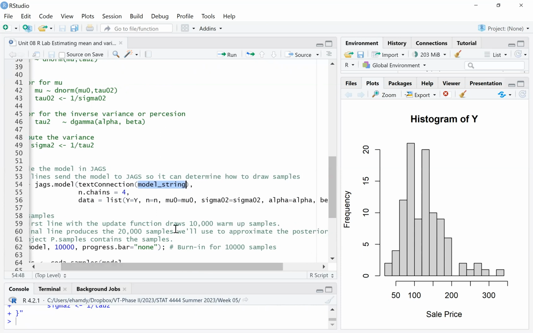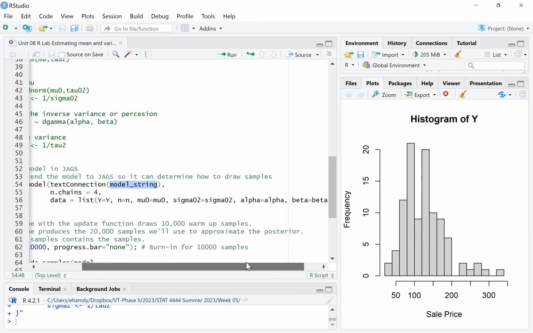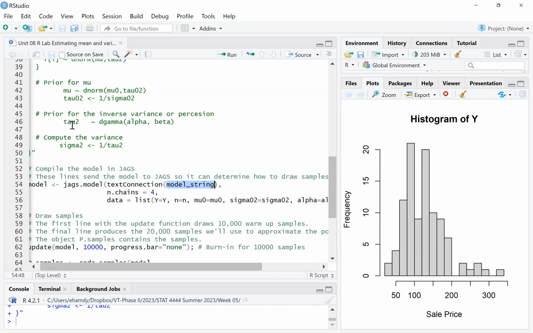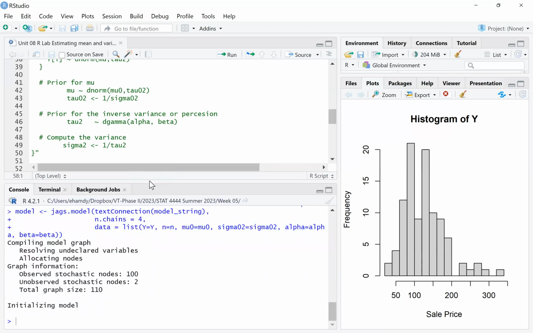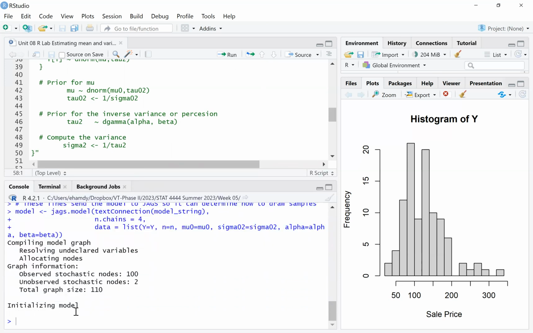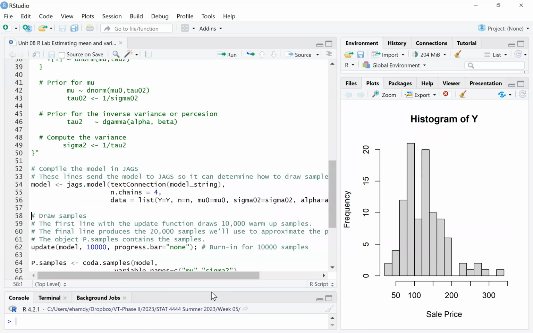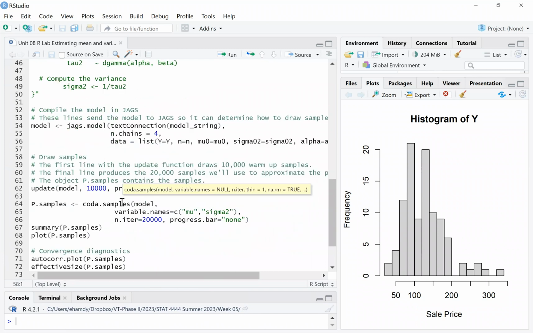And I gave the data like y equal y, n equal n, mu0 equal mu0, sigma0 square equal sigma0 square, alpha equal alpha, beta equal beta. Because this code is a function of those values. So I gave these values. So let me add this one. It said initializing model. So everything is fine. But if it gives some error, it means there is some error in the definition or anything else.